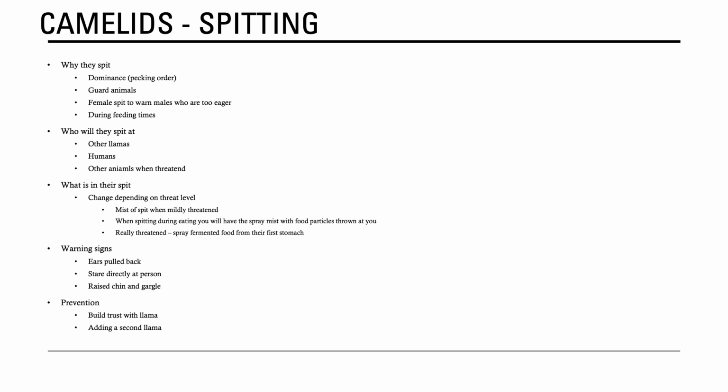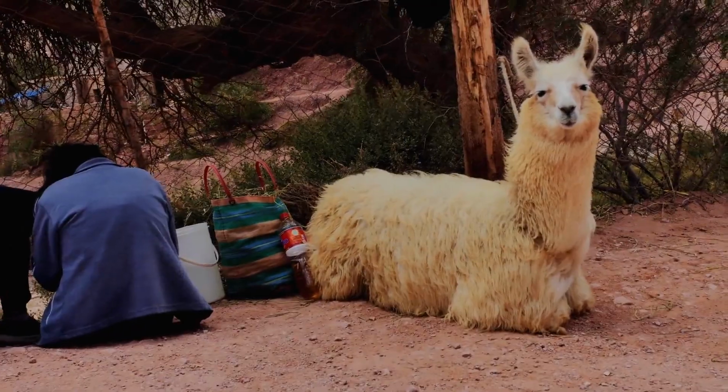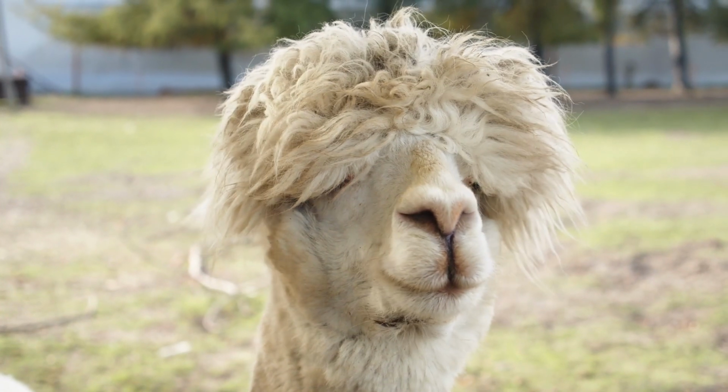If the animal feels very threatened, then they will spray fermented food from their first stomach. While the spit is not very dangerous, it smells very putrid and has a slimy texture. This will ward off predators from 10 feet away. There are some signs that they will show you before they spit. These signs could be pulling their ears back, staring directly at a person or an animal threat, or raising their chin as they gargle.